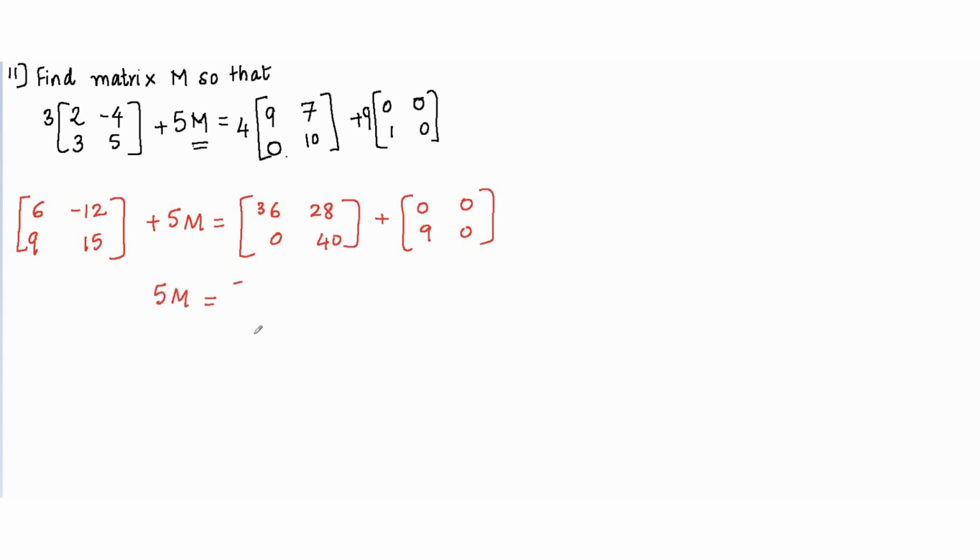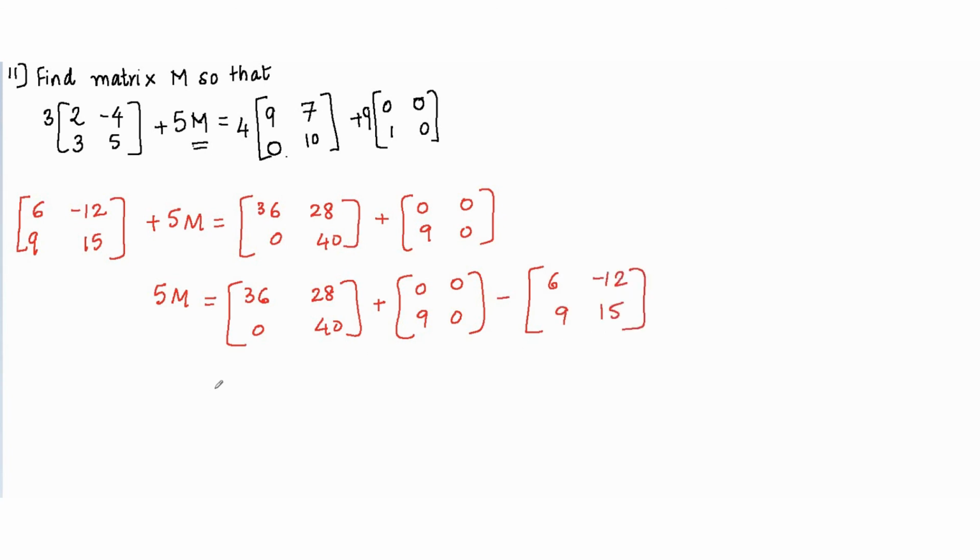So 5m becomes equal to [36, 28; 0, 40] plus [0, 0; 9, 0] minus [6, -12; 9, 15]. Okay. So let's add and subtract the corresponding elements. So 36 plus 0 minus 6. Then 28 plus 0 minus of minus 12. Be careful with the signs. 0 plus 9 minus 9. And 40 plus 0 minus 15. Right. This is my matrix 5m.